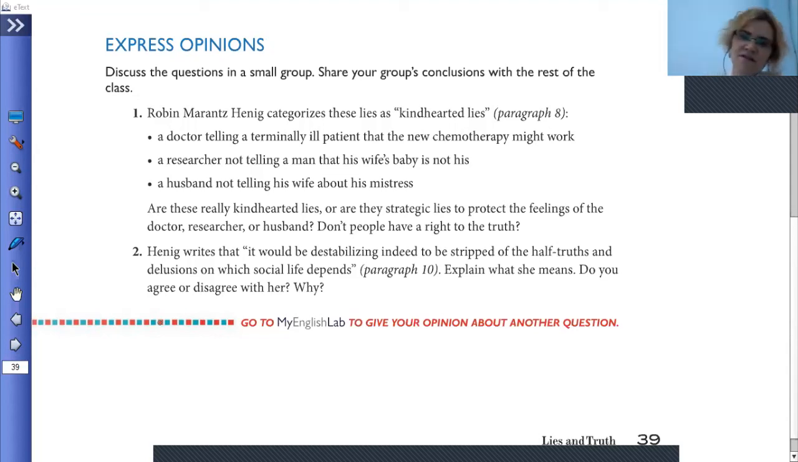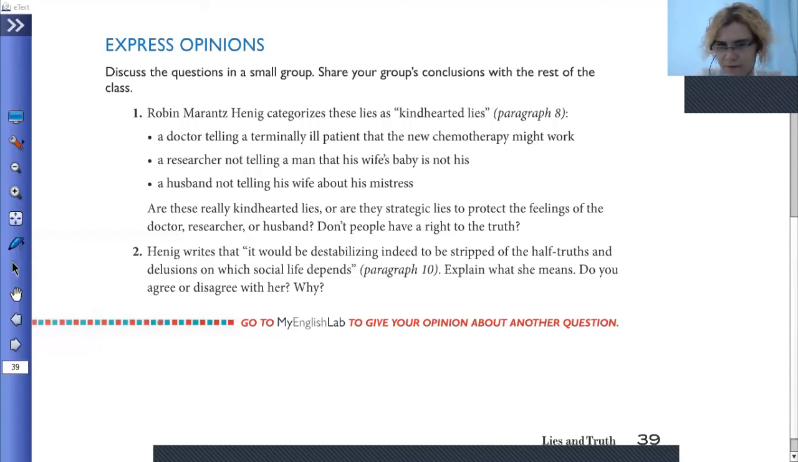Yeah. So what she means is that our social life would become imbalanced or would be endangered if, for example, we wouldn't have any half-truths anymore. Because the delusions and the half-truths, or if you want to call them the kind-hearted lies, those type of lies basically make our society stable. So she believes that if you take it away, that is not good. Now, do you agree with that or not?